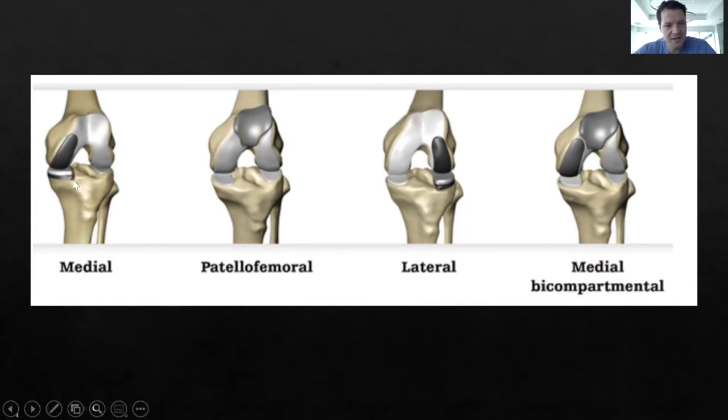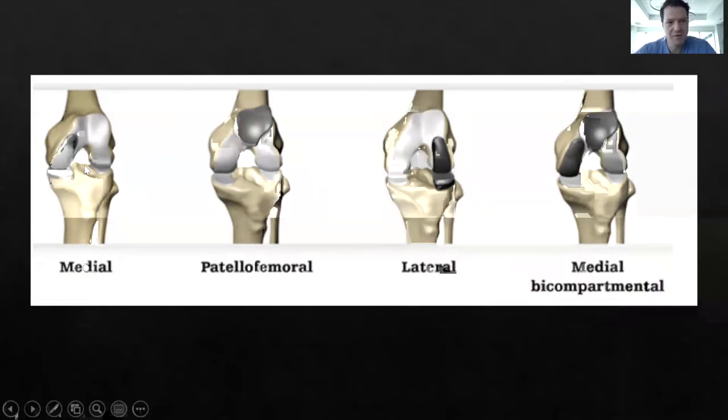But what that's allowed us to do is keep all of these other structures. If you remember back to your anatomy, the collateral ligaments and the cruciate ligaments and the lateral compartment, we've kept all of that in place. And so that's led to a knee that's more biomechanically related to your normal knee instead of a completely reconstructed knee.